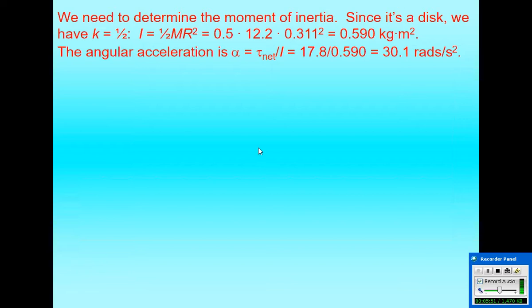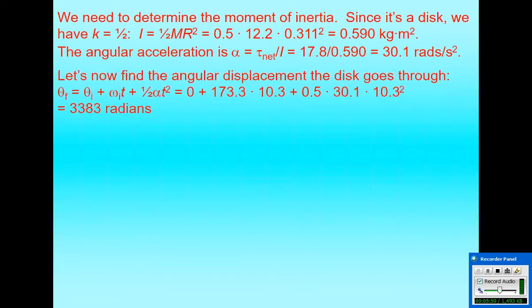Remember that the change in the angular displacement is indispensable in calculating the work done by a torque. So, how do we get the angular displacement? Well, we do a little angular kinematics. Theta final equals theta initial plus omega initial times t plus 1/2 alpha t squared. The time given in the problem is 10.3 seconds.